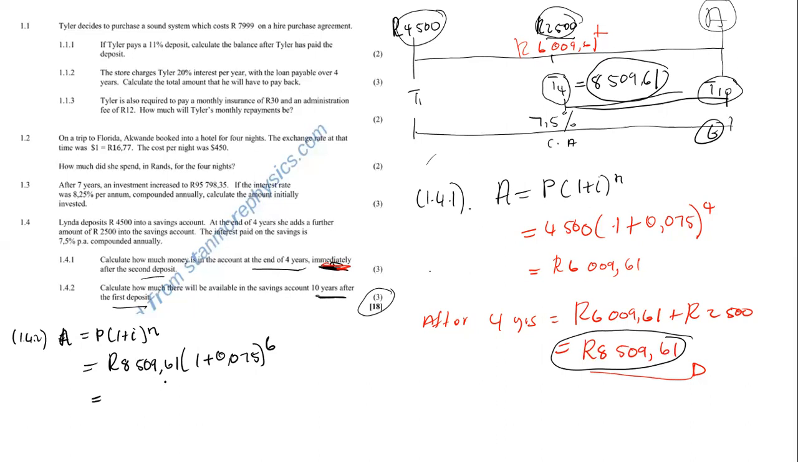And therefore, when you punch this into your calculator, you're going to say 1 plus 0.075 to the power of 6. So that means by the end of 10 years, Linda will be having this amount, 13,132.89. Therefore, this will be your final answer at the end of 10 years. I know here it's 6. Why? Because it is the remaining 6 years after these deposits.